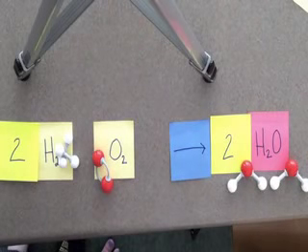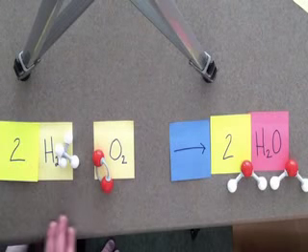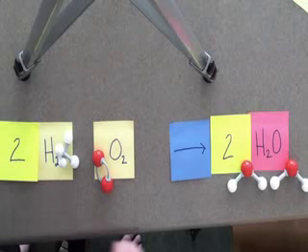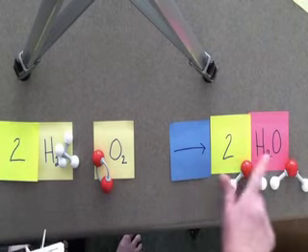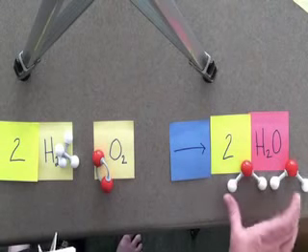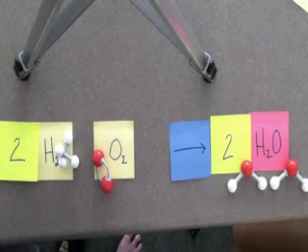So we are allowed to put coefficients in front of each individual reactant and product, and they distribute all the way through everything. So that 2 distributes through to the oxygen, so that means we have 2 oxygens and 4 hydrogens. So we're going to practice balancing equations.